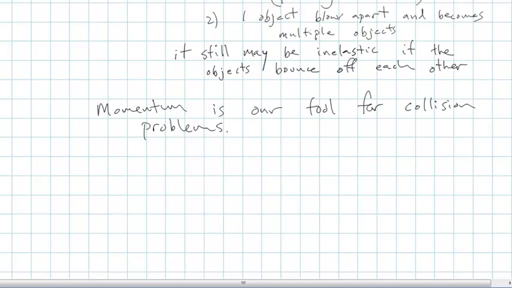Collisions. A collision, I'm saying, is one object blowing up and becoming multiple objects, or multiple objects banging into each other and sticking together, or multiple objects banging into each other, bouncing off each other, and going their separate ways afterwards, like a pool table, a billiard table. Any of those are collisions, and as soon as you see collision, you should think momentum.